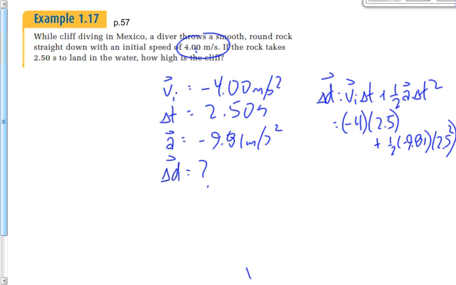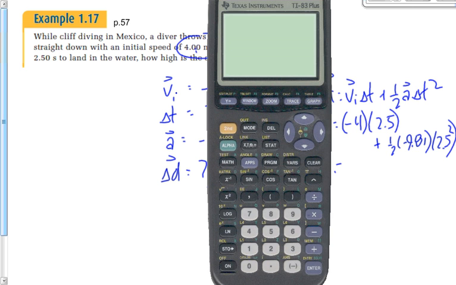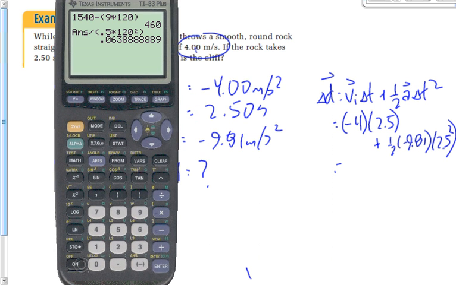Okay, let's do this one on the calculator as well here. Let's say -4 times 2.5 gives me -10. Let's add to that, let's use some brackets here, 0.5 times -9.81, don't forget the negative there, times 2.5 squared. Negative what?